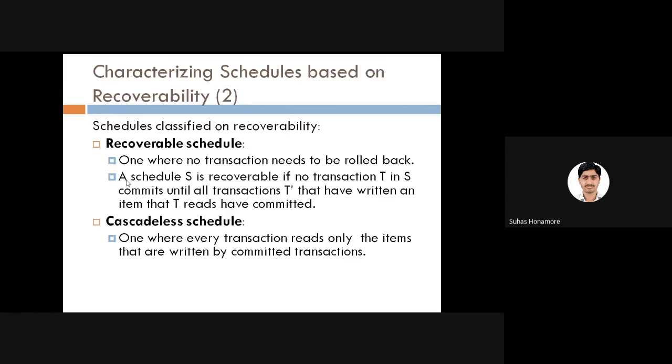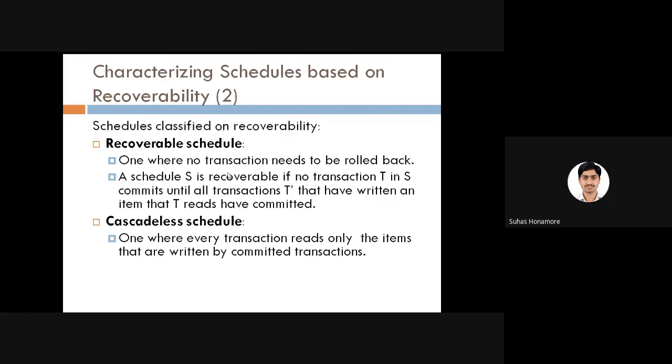A schedule S is recoverable if no transaction T in S commits until all the transactions Ti that have written an item that T reads have committed. Here we are saying that, suppose T' is writing one item, and that item is read by T.